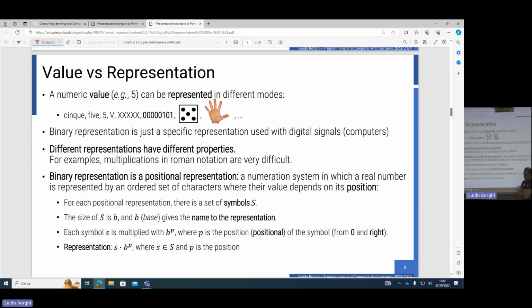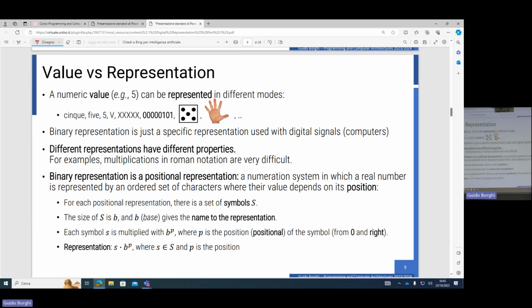Another important element is the difference between value and representation. A numeric value, for example the value 5, can be represented in different modes. So remember, here we are discussing the difference between value and representation. How is it possible to express the value 5? To represent the value 5, we can use, for example, the Italian word cinque, or the English word five, the word that I use to express the value.